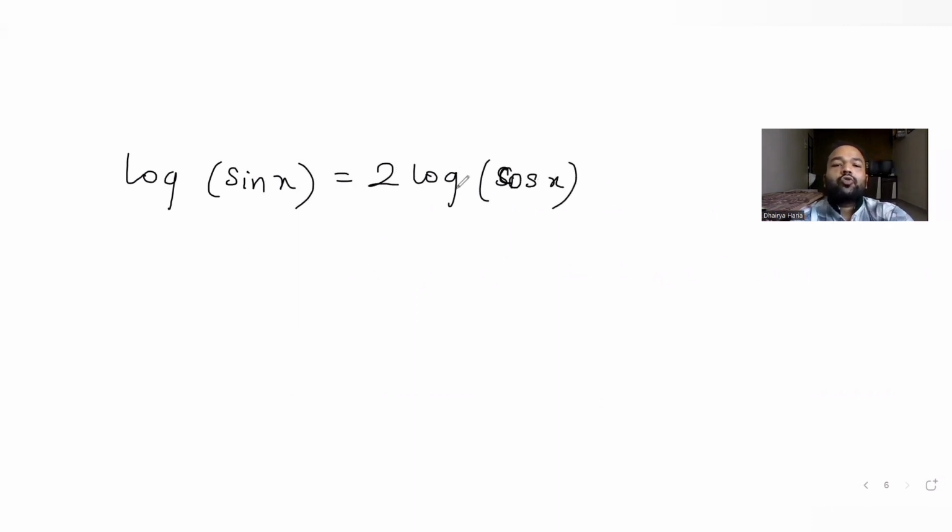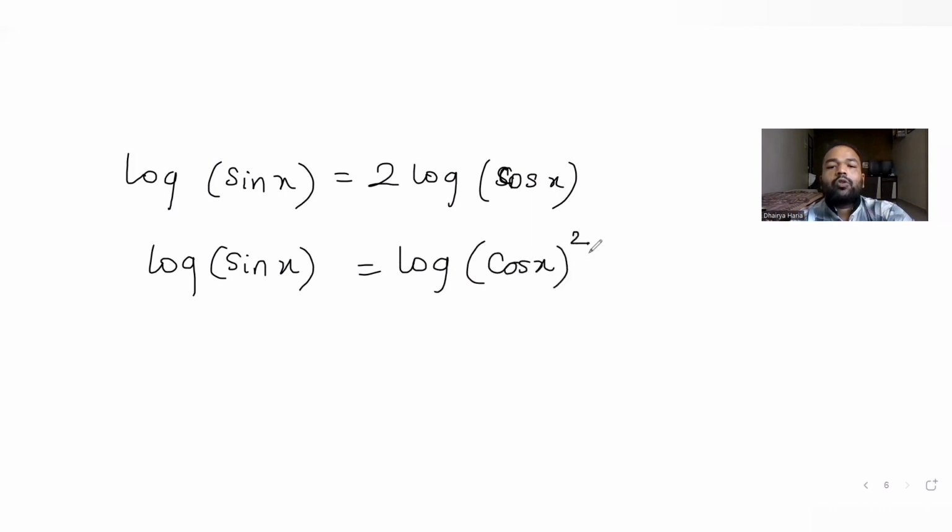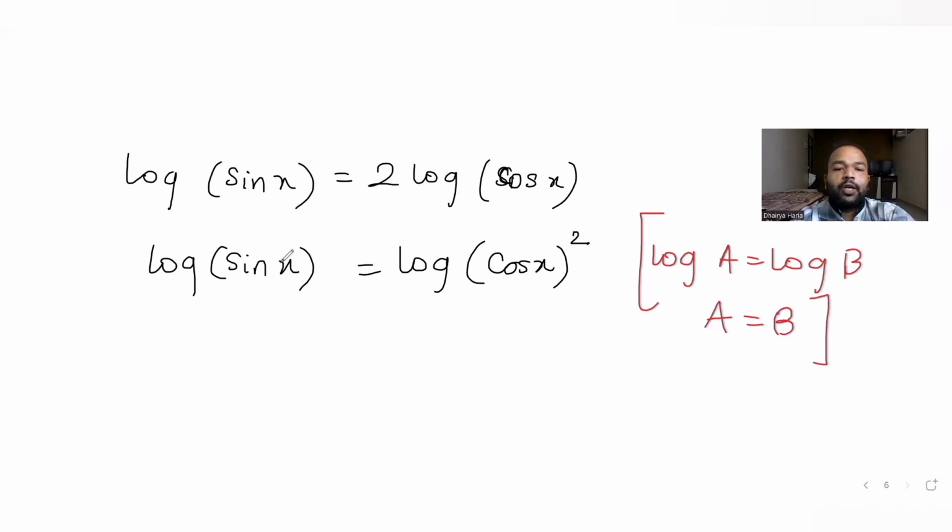So if I take this 2 on the other side, I get log of sin x equal to log of cos x the whole square. Again, if I use the other property of logarithms, if you have log of a equal to log of b, I can remove the log and write a equal to b. So if I use that idea, I get sin x equal to cos square x. Sin x is equal to cos square x.